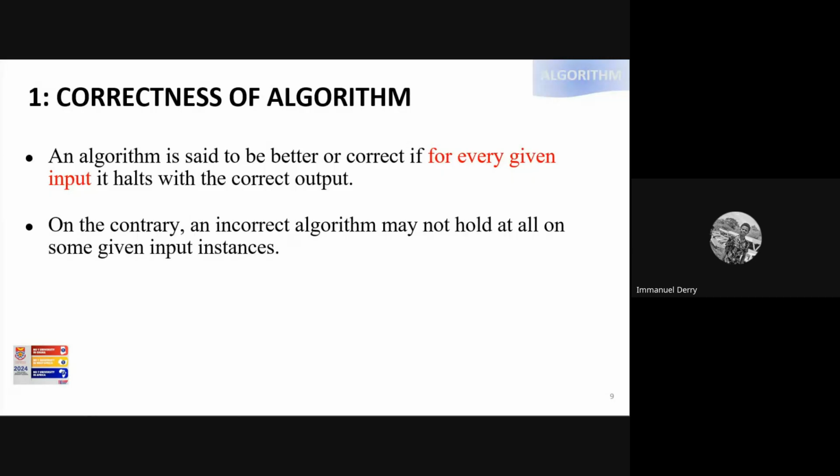However, on the contrary, an incorrect algorithm may not halt at all on some given input instances. That is to say, you give it the correct input, however, it won't halt and give you the correct output. Or it will halt all right, but then it won't give you the correct output. That is what we call the correctness of an algorithm.